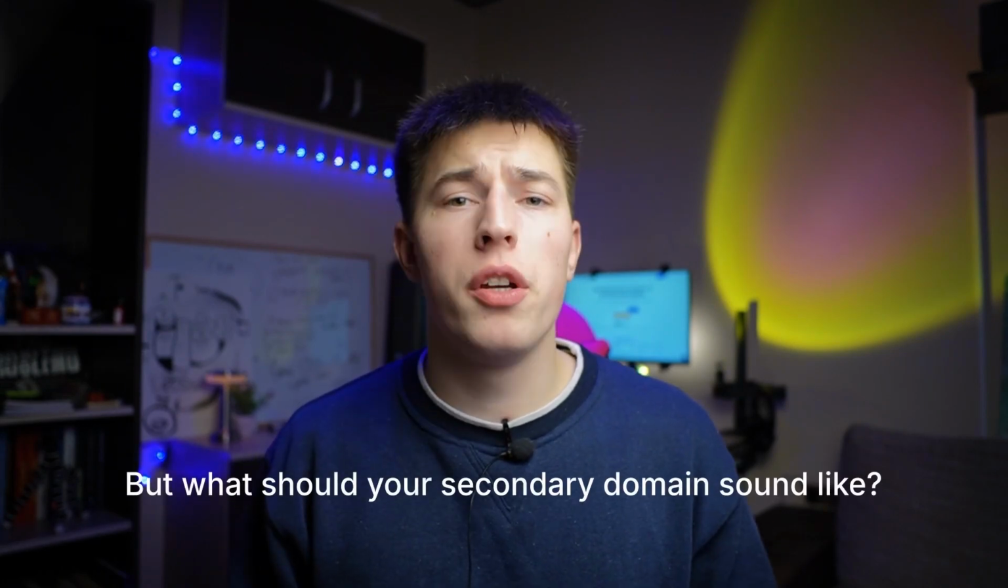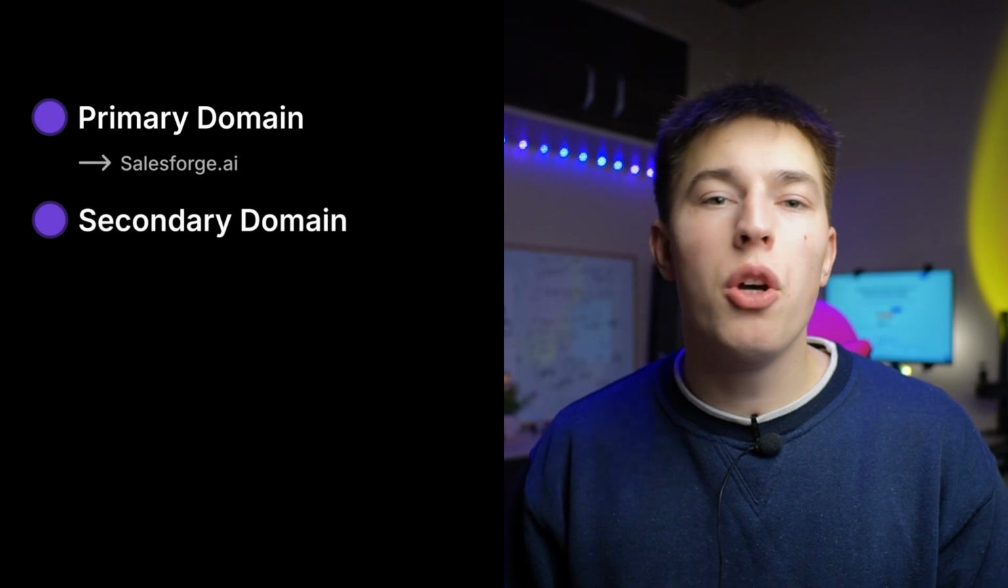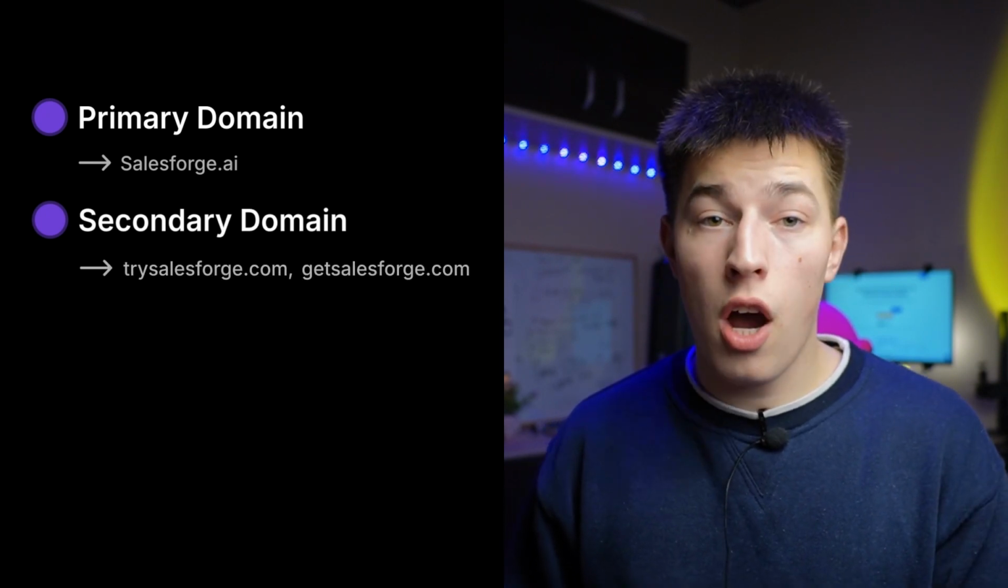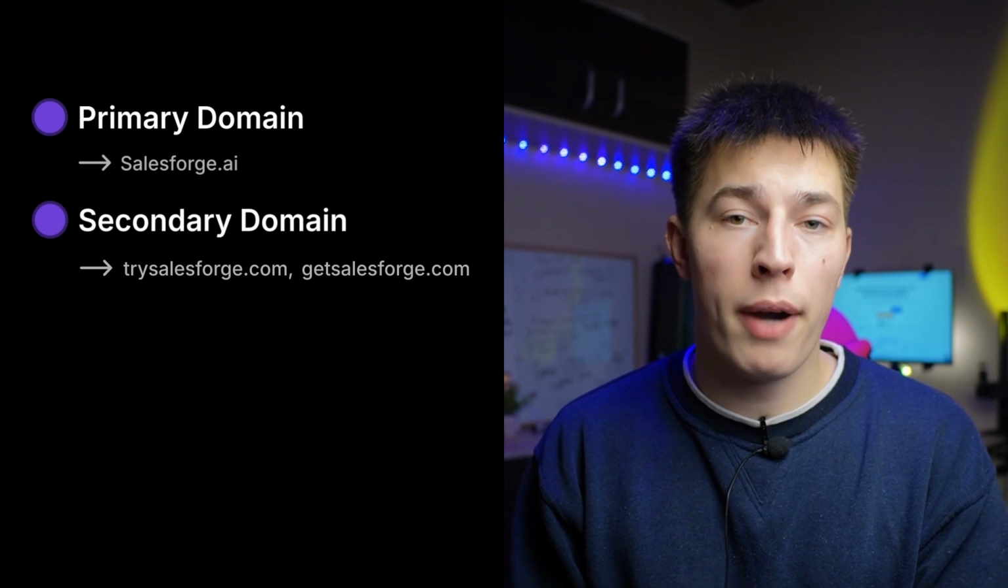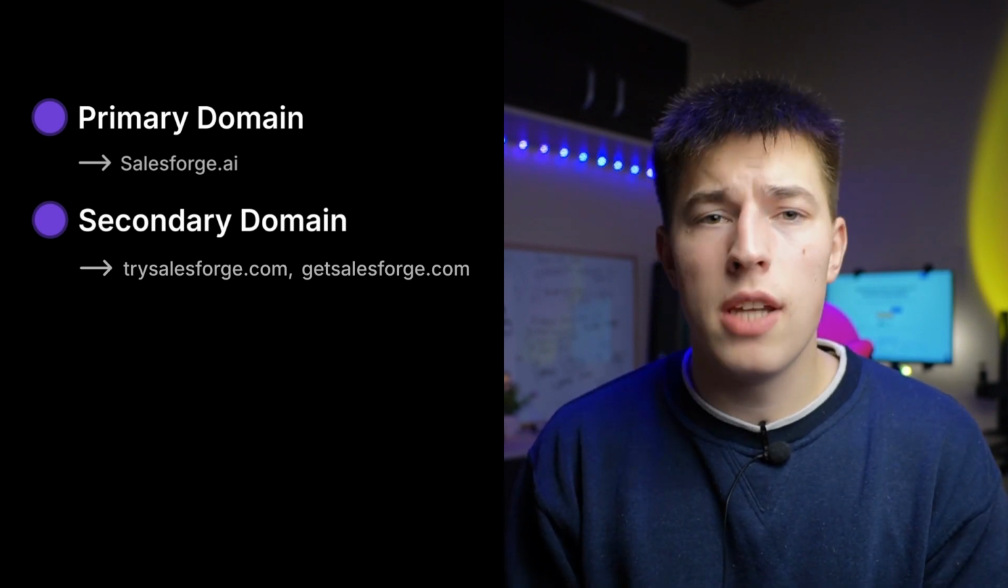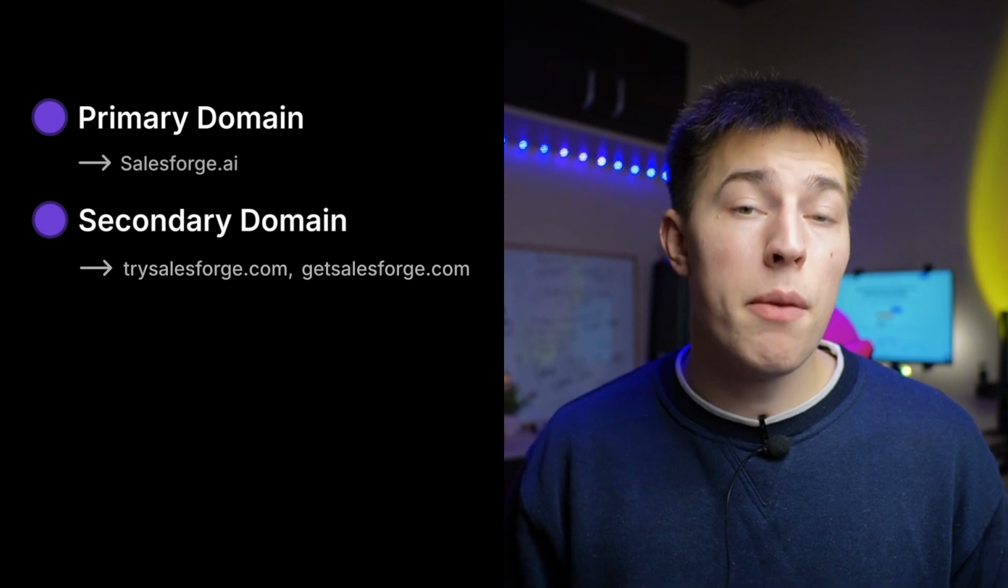But what should your secondary domain sound like? Ideally, your secondary domain should be similar to your primary domain. For example, if you have a domain Salesforge.ai, your secondary domain could be trysalesforge.com or getsalesforge.com. It's simple, but it still should reflect your brand. Of course, you don't need to think of these names yourself and try to look up available domains. Nowadays, everything is simplified with automations. So I'll show you how to find available domains that match your primary domain automatically a little bit later.